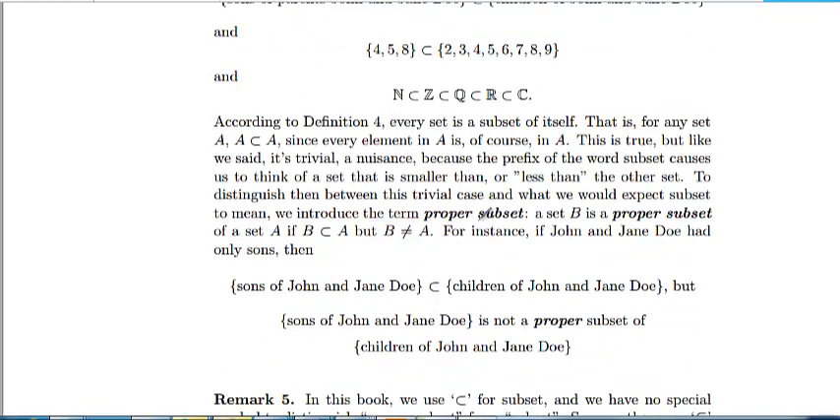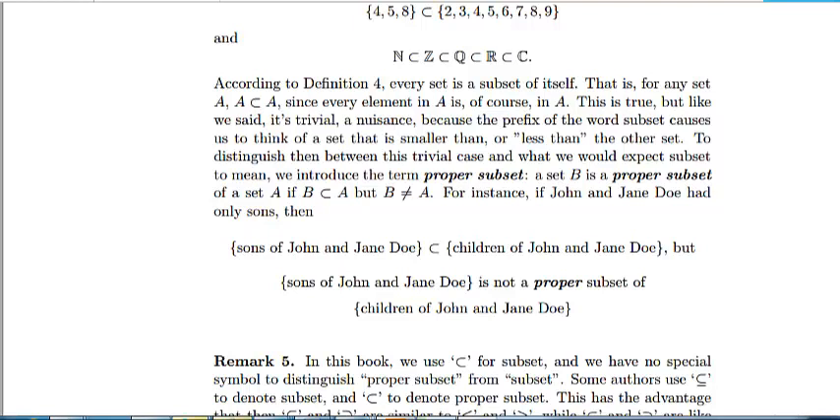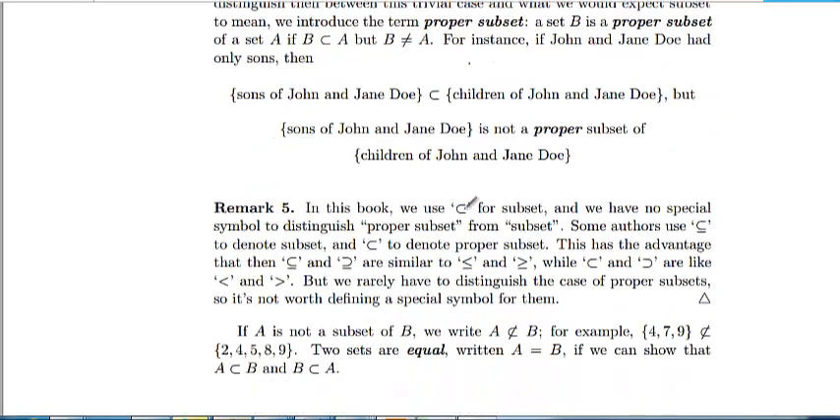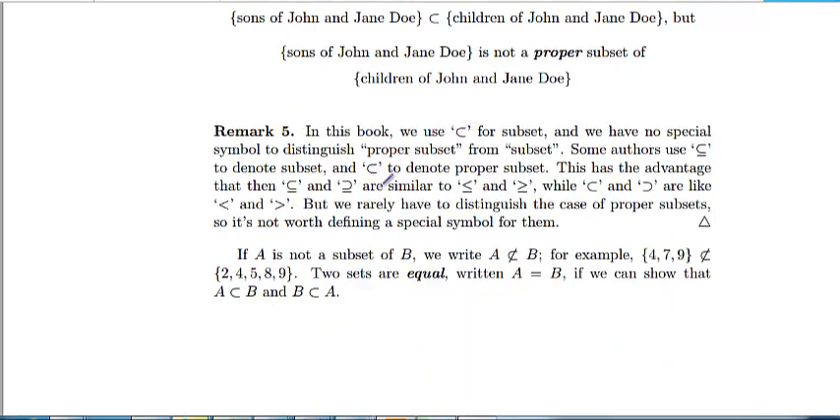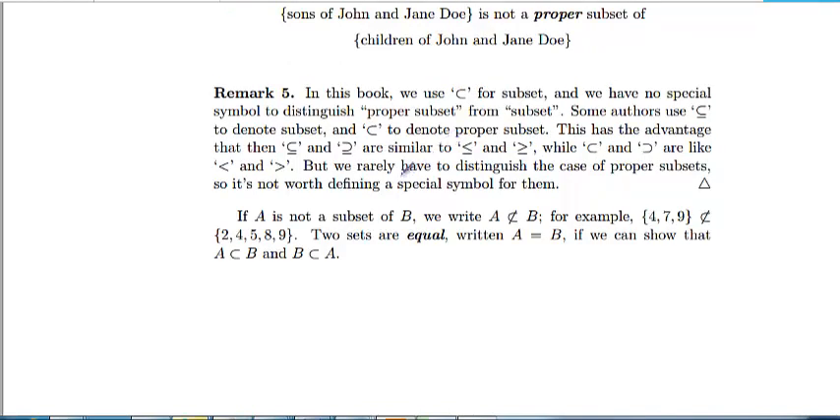There's a difference between proper subset and general subset. Technically, a set is a subset of itself. For instance, if I have the set of integers, then the set of integers is a subset of the set of integers, but we say it's not a proper subset. A proper subset has to have some elements that are not in the subset. Some authors use different symbols for subset and proper subset, but we're just going to use this symbol for subset, and we'll tell you when we're talking about a proper subset.